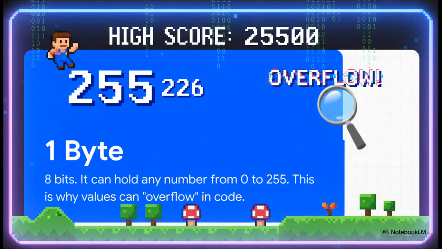Remember how a byte is 8 bits? Well, that means the highest number it can hold is 255. This isn't just a random number, it's the reason why old-school game characters were often made of 8 by 8 pixel squares, and it's why you sometimes hear about overflow errors in coding. A number literally tries to go past 255, and the computer runs out of bits. It runs out of fingers to count on.